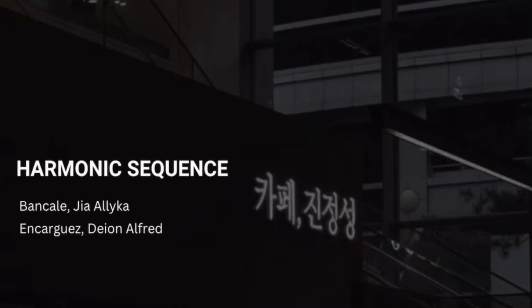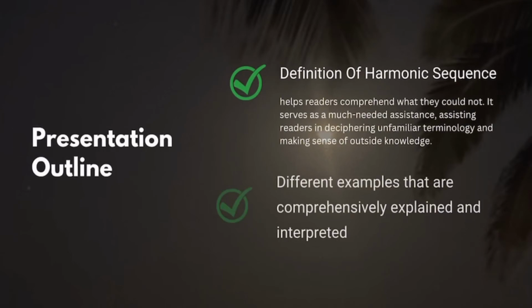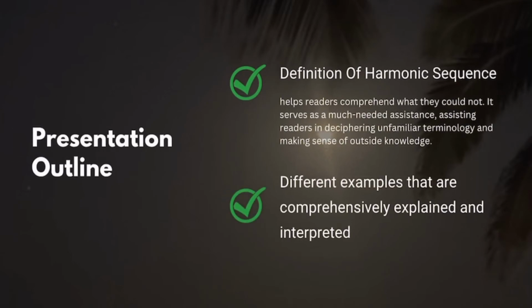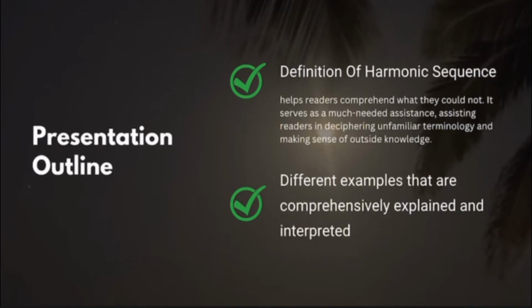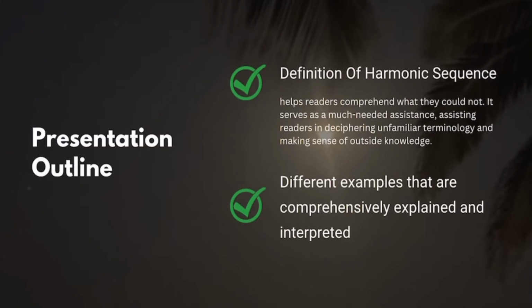Together, we will discuss and explain harmonic sequence. This would be the outline of our presentation. First, we have to discuss the definition of harmonic sequence. It helps readers comprehend what they could not. It also serves as much needed assistance, assisting readers to decipher unfamiliar terminologies and making sense of outside knowledge. Second, we have to provide different examples that are comprehensively explained and interpreted.